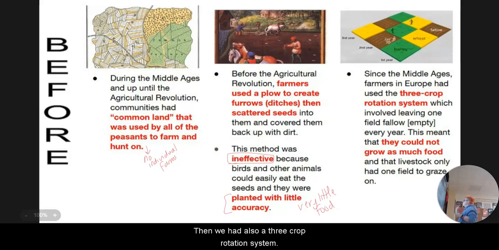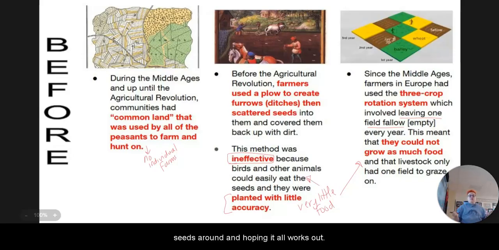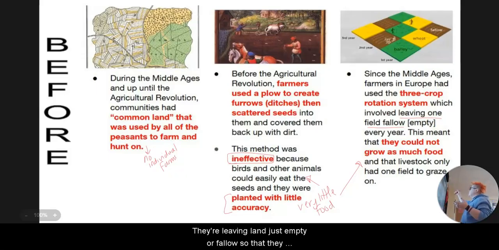Then we had also a 3-crop rotation system. And what that meant was that you left one field fallow or empty every year, so you could not grow as much food. So again, we're thinking of very little food for 2 very big reasons. One, they're just sort of throwing seeds around and hoping it all works out. And second, they're leaving land just empty or fallow so that they couldn't use it to grow food.